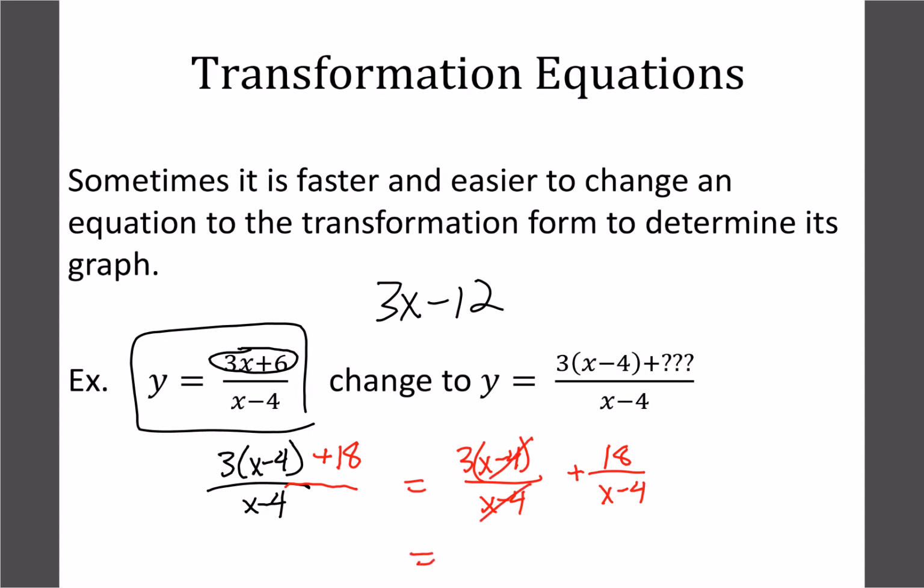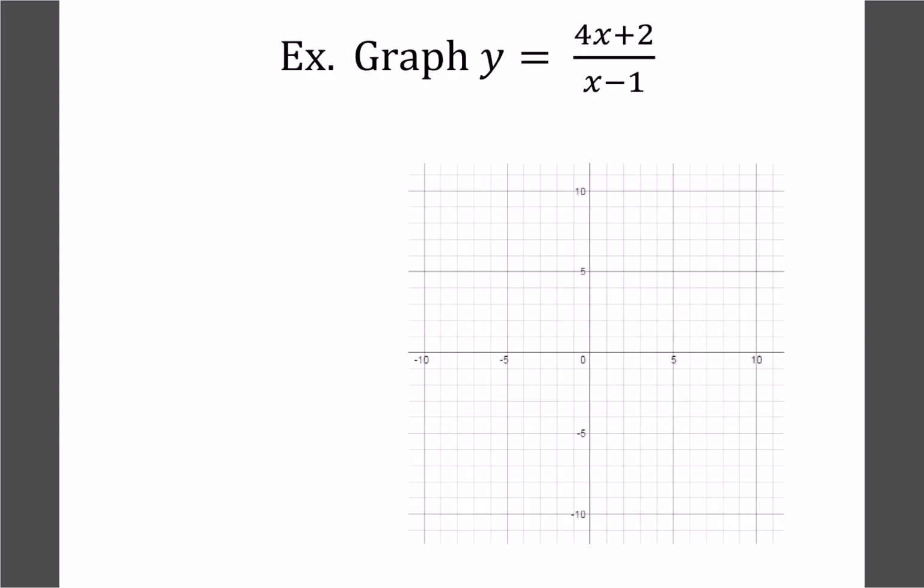So our equation ends up becoming, and I'm going to rewrite it in the other order, 18 over x minus 4 plus 3. So now we can see by looking at this equation, we have it in our transformation form. So our A is 18, our H is 4, and our K is 3. So we know our asymptotes are 4 to the right, 3 up, and our vertical stretch would be 18 in this case. Okay, so let's do one more kind of like it, and we'll draw the graph.